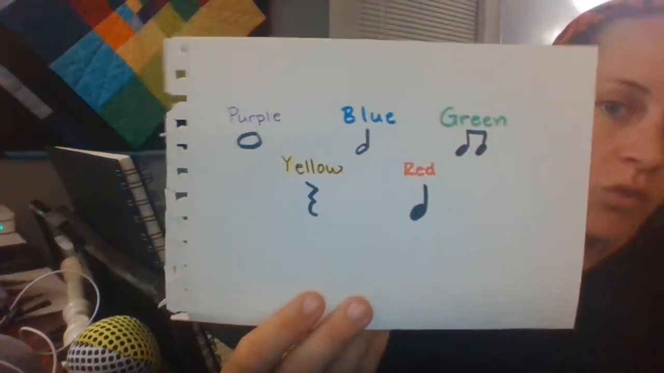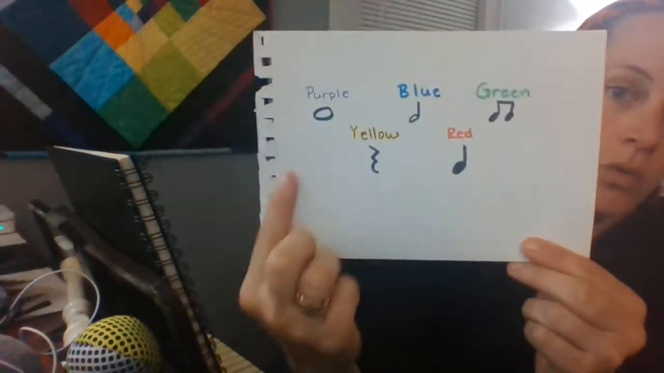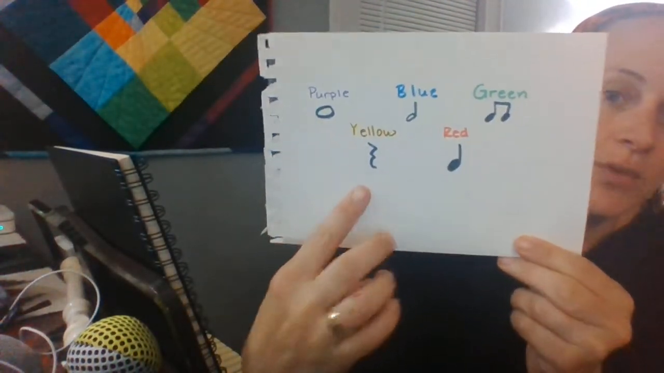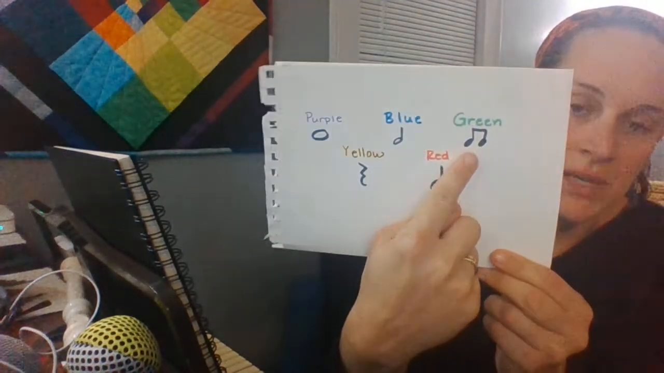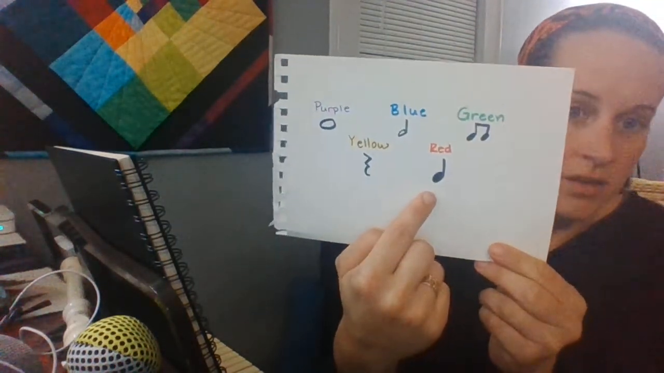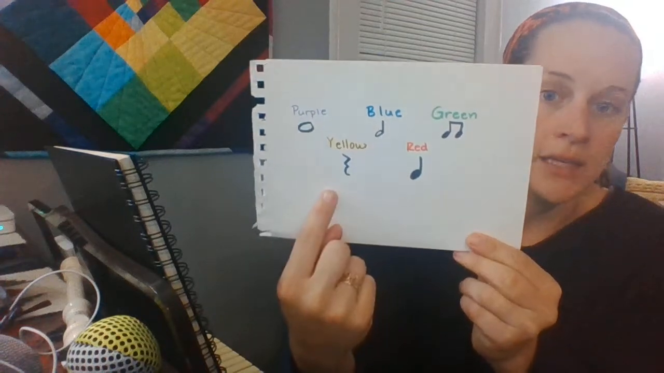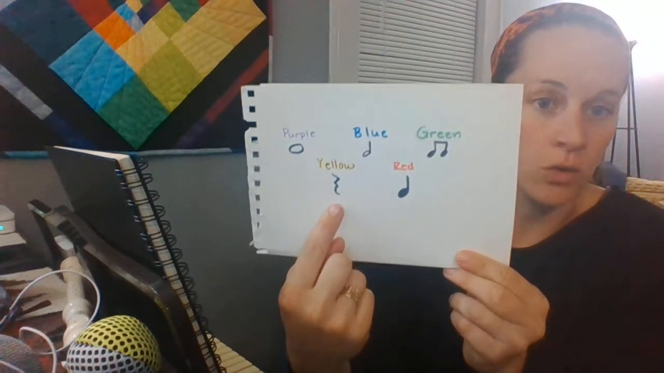If we roll a purple, we're going to have a whole note. If we roll a blue, we'll put a half note. Green will be eighth notes. Red, quarter note. And yellow will be a quarter note rest. And then I'll play it for you at the end. We'll just come up with it on our own.